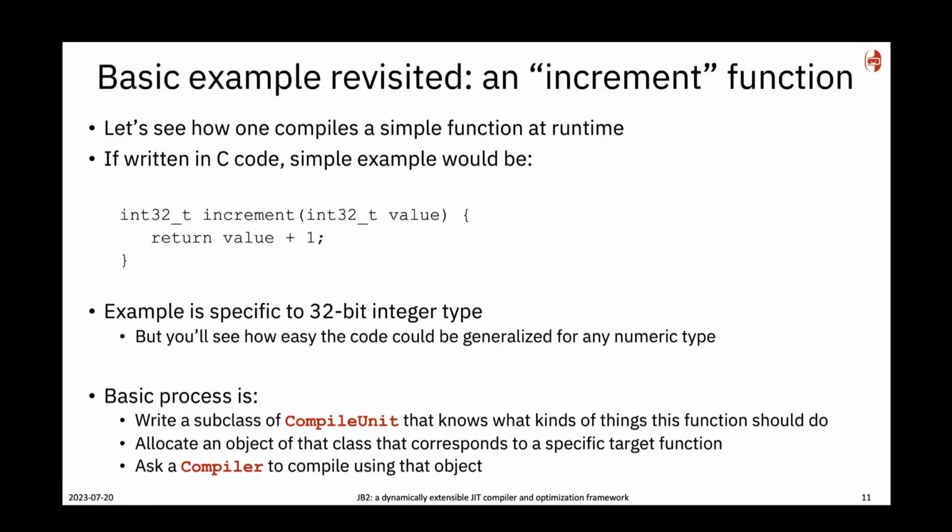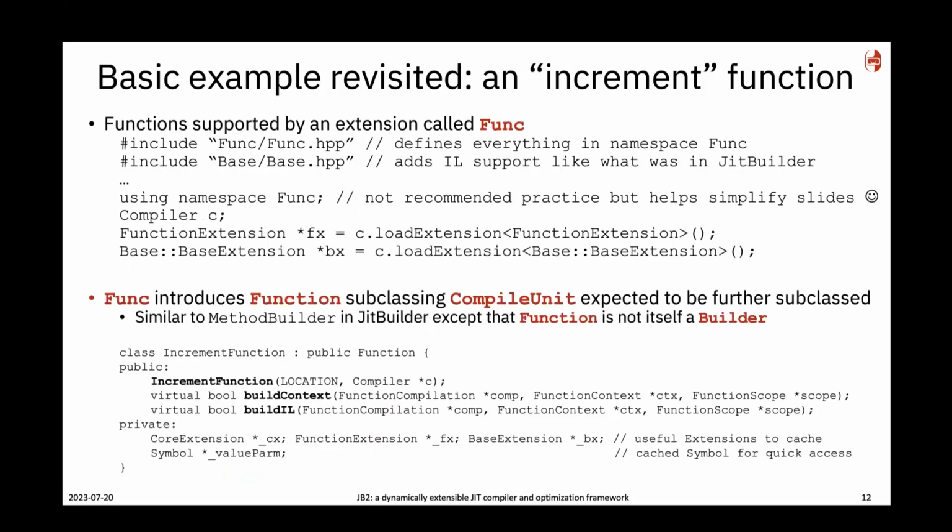But you write a subclass of compile unit that knows what kinds of things the function should do and how you should pass in value and what you're going to get back. Then you allocate an object of that class which corresponds to this increment guy that you're trying to compile, and then you ask a compiler to compile it. And then the thing you get back, you can call that just like you'd written this source code on the slide, and pass it a value.